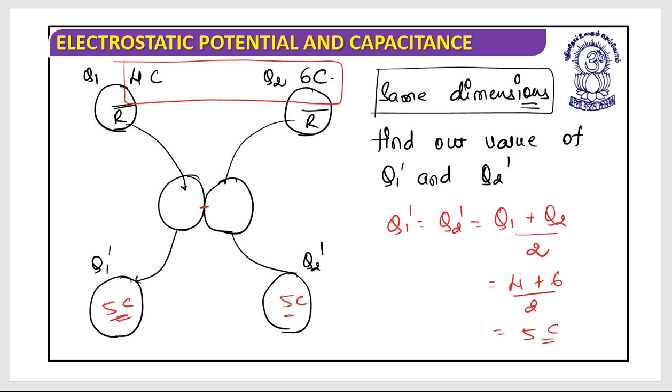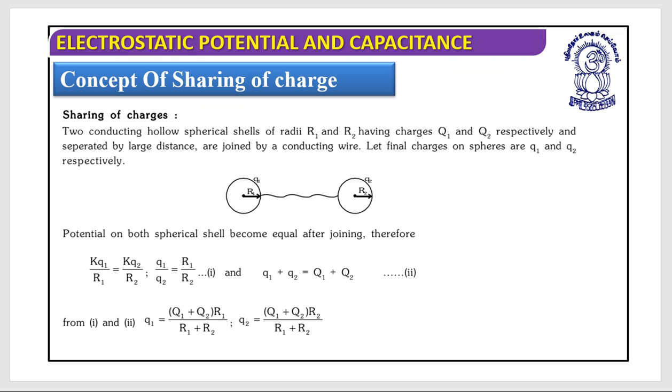But this is the case when these two must be having the same dimensions. If these two spheres are having different dimensions, what would be the case? What happens next? So let's have a look. This is the concept of sharing of charges.